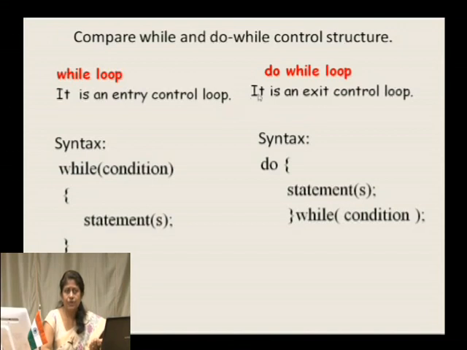In case of a do while loop, it is an exit controlled loop, that is the loop body is given first, and after that the while condition is checked. So, what is the major difference between the while and the do while? You see, in case of a while loop, if the condition happens to become false at the first attempt itself, then the statement is never executed.